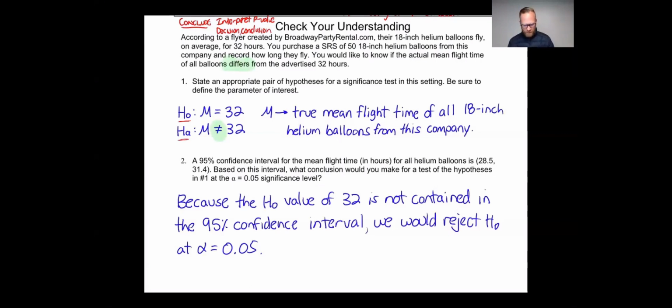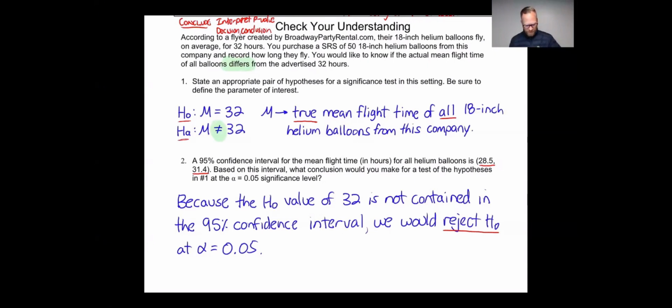And then we had to define our parameter mu, making sure that we're referring to the population here by using the word true and the word all for the parameter. Now for number two, they gave us the confidence interval here, and notice it's a 95% confidence interval, and asked us to make a decision based on the confidence interval. And we know our null hypothesis value is 32, so we're looking for that value within the interval. Now 28.5 to 31.4 does not contain that 32, so we do not think it is a plausible value, and therefore we would reject the null hypothesis.